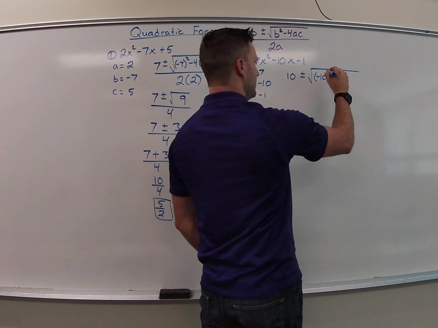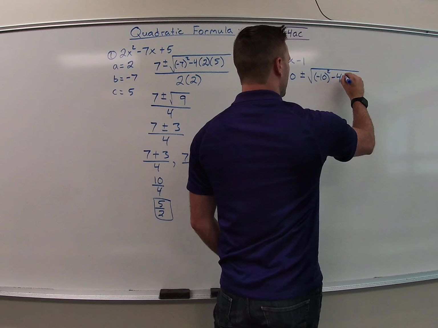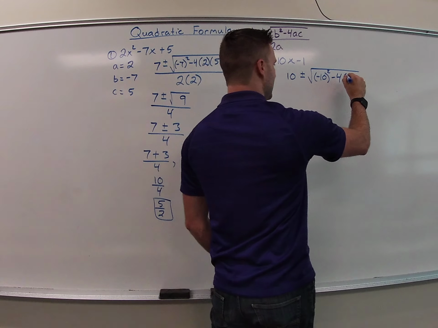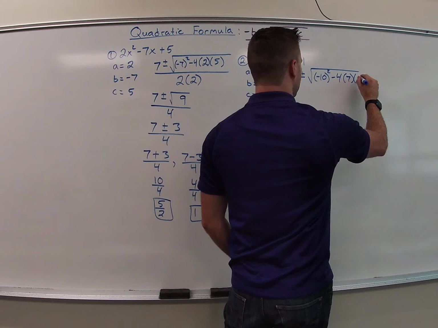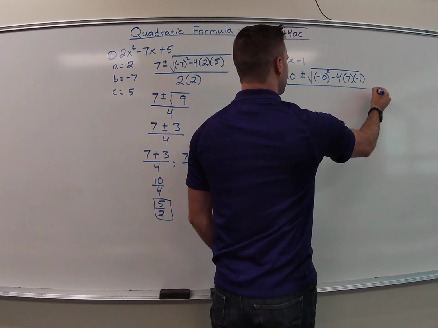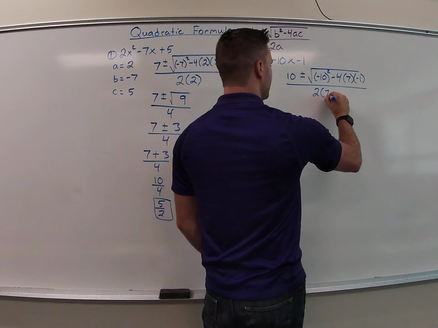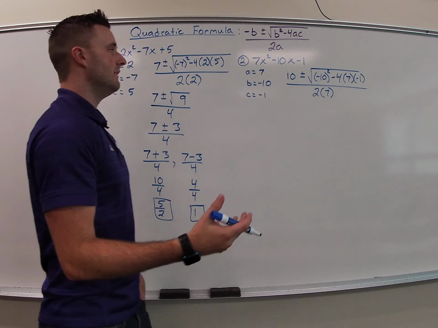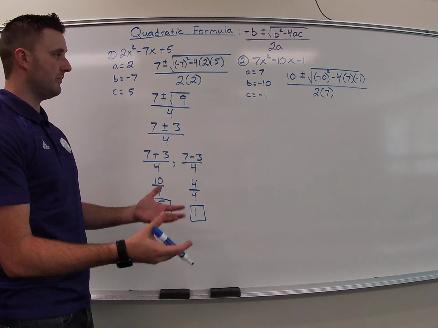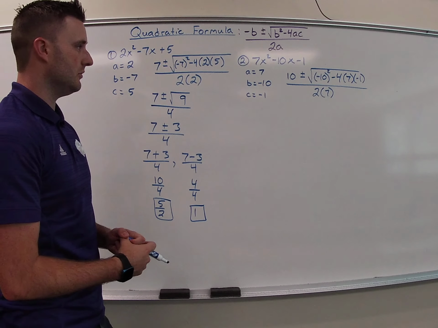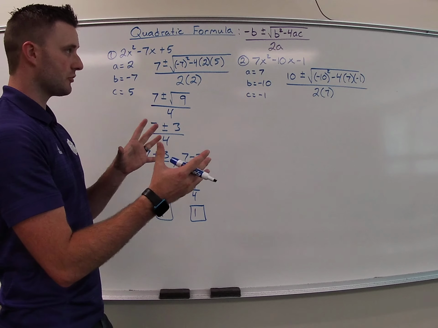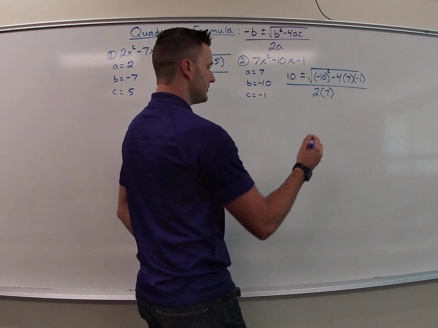b is negative 10, so b squared minus 4 times a, which is 7, and then times c, which is a negative 1. And this entire thing is all over 2 times a, which is 7. Now, we need to simplify or reduce what's under the radical, and that is technically our discriminant, and we'll be able to tell the nature of the roots from there.